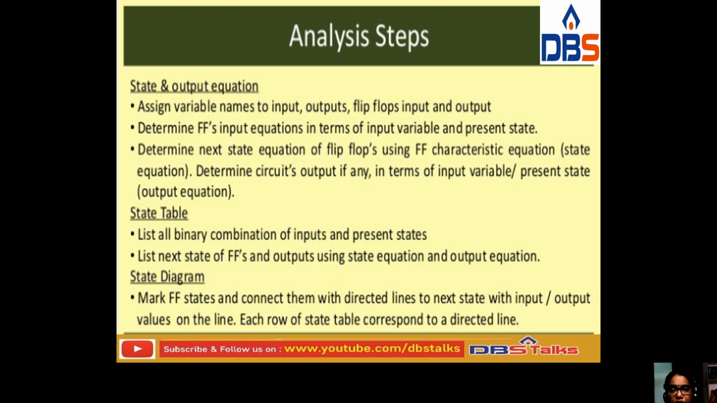To the next state with the input and output values on the line. So each row of the state table corresponds to a directed line. Here, what is the state diagram? In that state diagram we mark the flip-flop states, and we connect them with directed lines to the next state with the input and output values on each line. So each row of the table corresponds to a particular directed line.